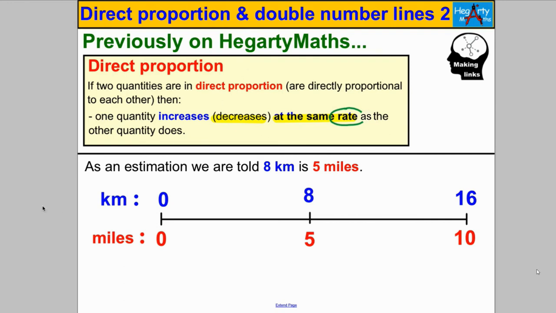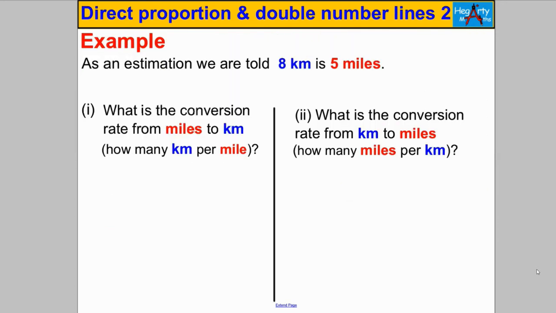Right, let's go on, and I want to show you this very example, but in the new way I'm going to show you how to write it. As an estimation, we're told 8 kilometers is 5 miles. We're asked the following two questions. What is the conversion rate from miles to kilometers? How many kilometers per mile?